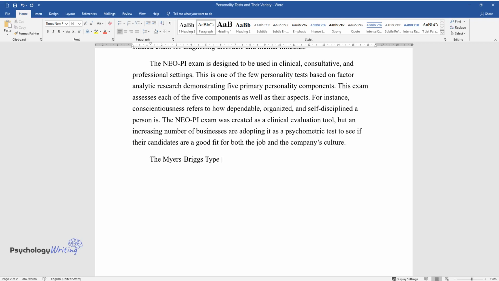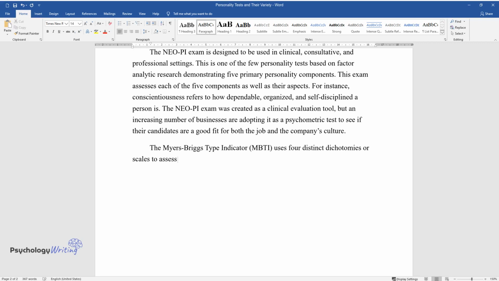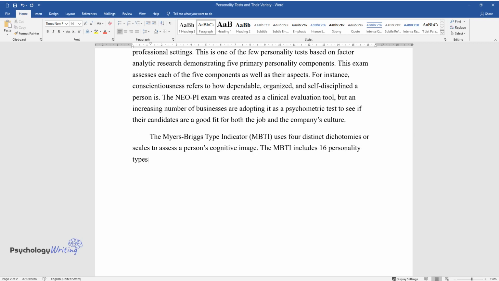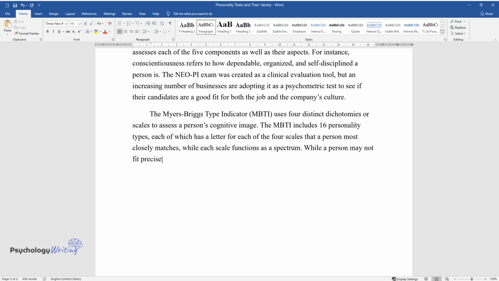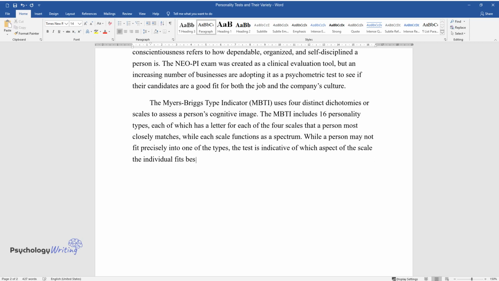The Myers-Briggs Type Indicator, MBTI, uses 4 distinct dichotomies or scales to assess a person's cognitive image. The MBTI includes 16 personality types, each of which has a letter for each of the 4 scales that a person most closely matches, while each scale functions as a spectrum. While a person may not fit precisely into one of the types, the test is indicative of which aspect of the scale the individual fits best.